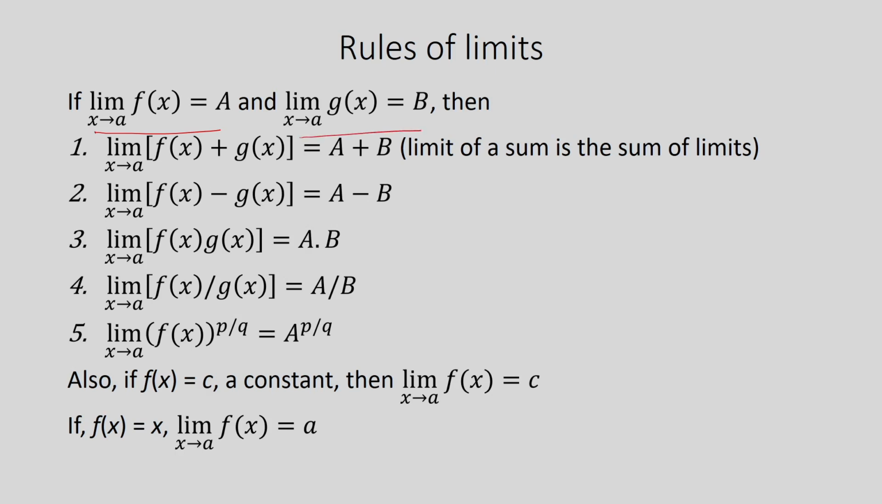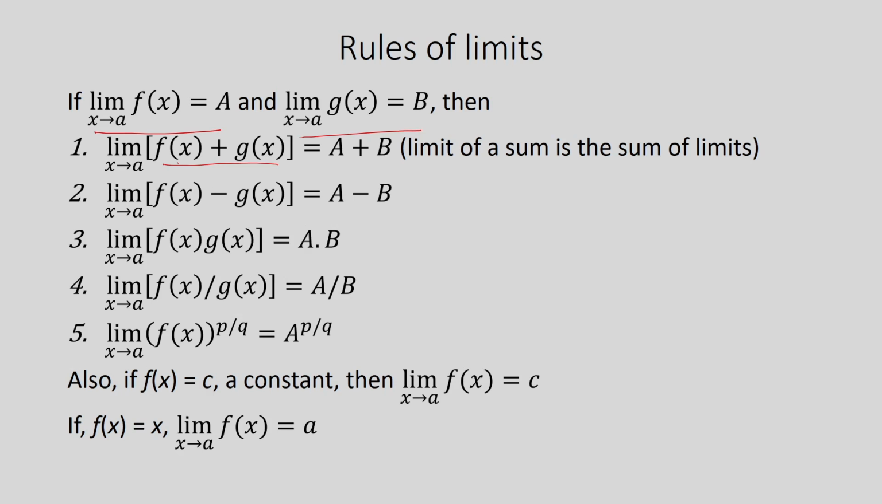Then what about the sum? What about the sum of f(x) and g(x)? As it turns out, the limit of the sum is the sum of the limits. On the left hand side, you have the limit of the sum, that is f(x) plus g(x), and on the right hand side you have the sum of the limits, which is capital A plus capital B. So, this seems quite intuitive.